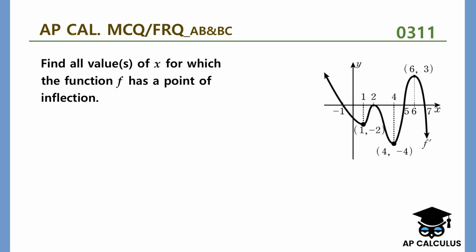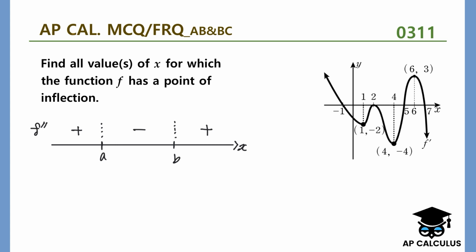Let's say we have a number line here, and we have two x values, a and b. Suppose that f double prime is positive here, negative here, positive here. Then these two x values are the points where the graph of f has points of inflection, right?